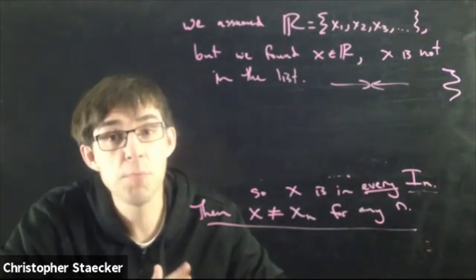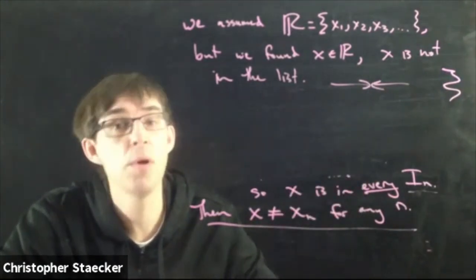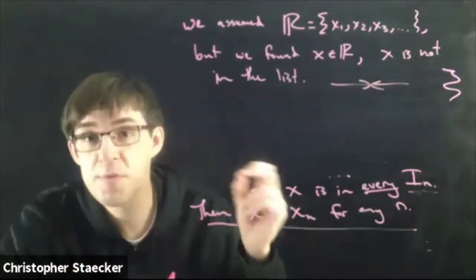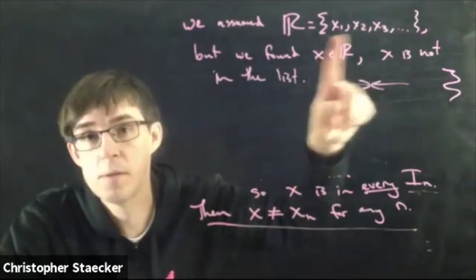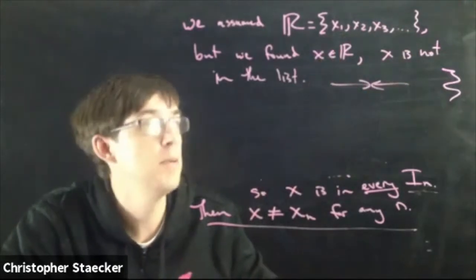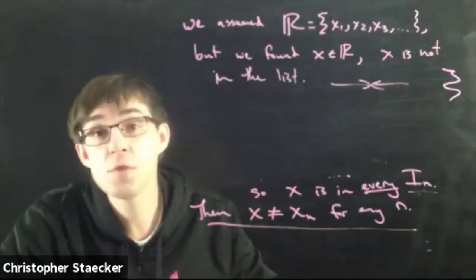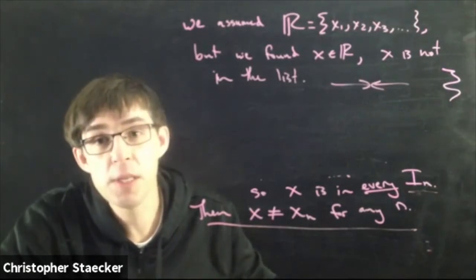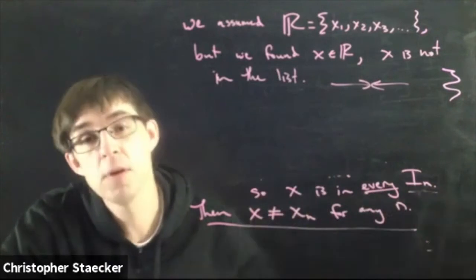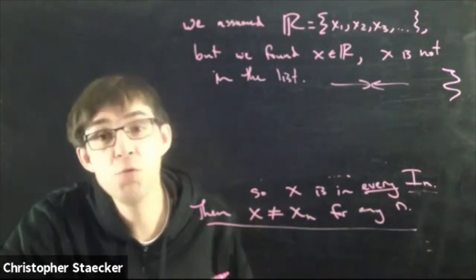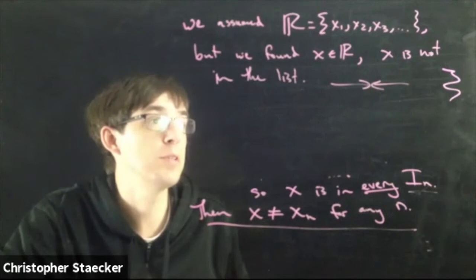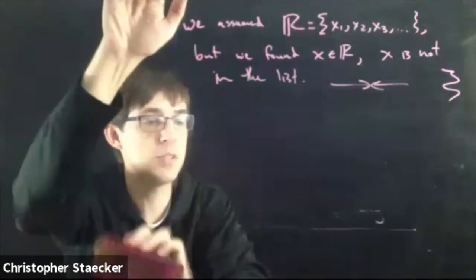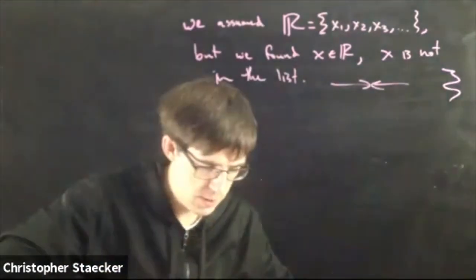We assumed that there was a complete listing of every possible real number, but then you do this cute little nested intervals thing and you end up finding a number which is not part of the list. And that's the contradiction. The moral of the story is no list is big enough to contain every real number. Even if the list is allowed to go on forever, it will always exclude some real numbers, all right? So R is uncountable. So you can tell this to your friends.